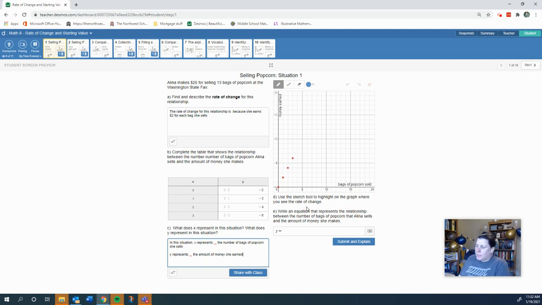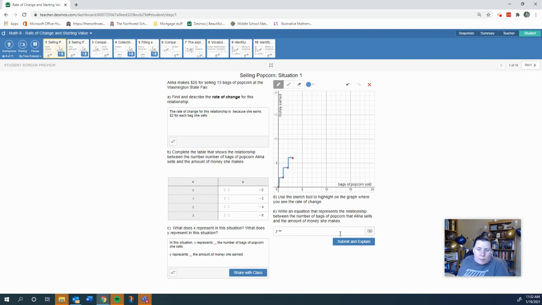Part D, use the sketch tool to highlight on the graph where you see the rate of change. So where I see the rate of change on this graph is I see it going up 2 for every 1 it goes over, like a stair step. Okay, so that's where I see the rate of change. It goes up 2 for every 1 it goes over.